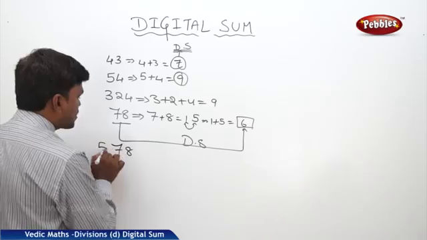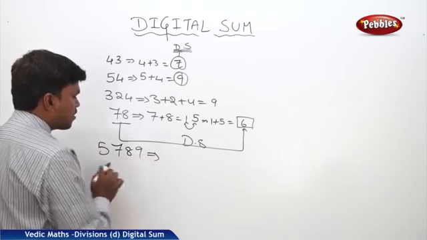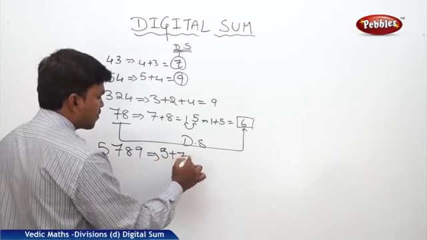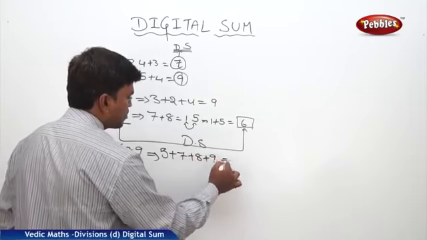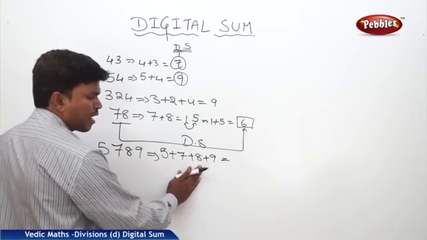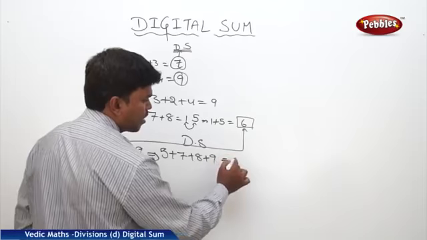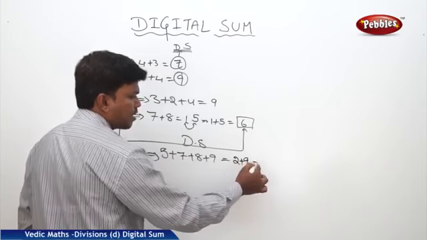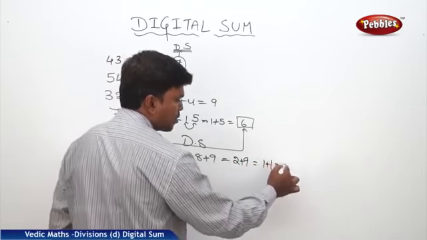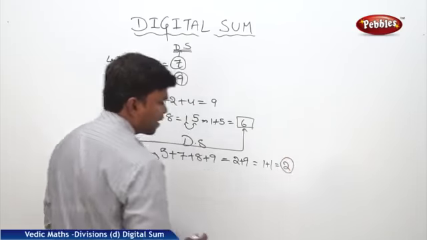5789. What is the digital sum? 5 plus 7 plus 8 plus 9. 5 plus 7, 12. 12 plus 8, 20. 20 plus 9, 29. Means again 2 plus 9, 11. Again 1 plus 1, 2. So like that you have to go.